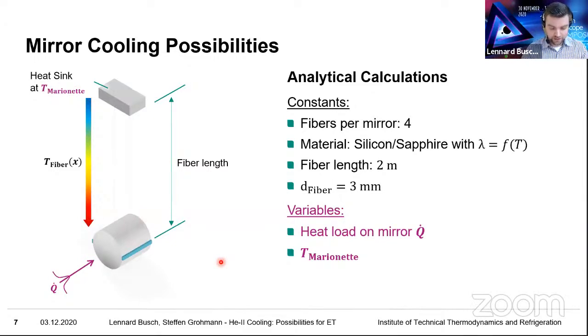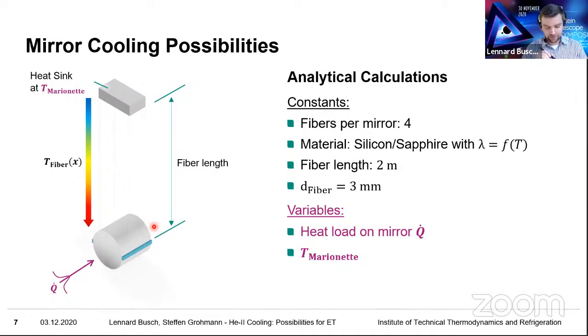And the properties which I kept constant during all the calculations that I'm going to show you today were the fact that we are going to use 4 fibers per mirror with a homogeneously distributed heat flux among them. The fiber length between the marionette and the upper surface of the mirror ears was 2 meters, and the fiber diameter was 3 millimeters, which were the same parameters as in the conceptual design study again.